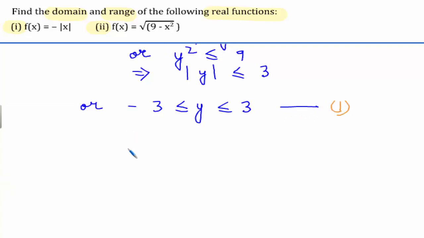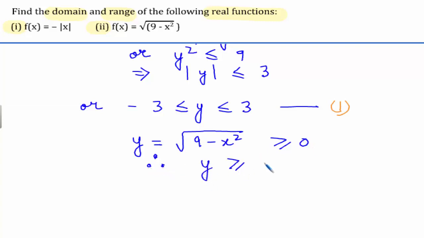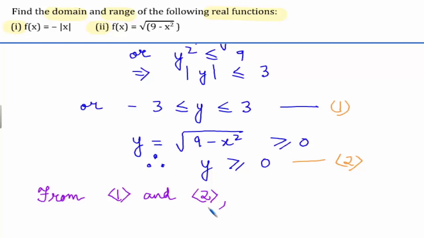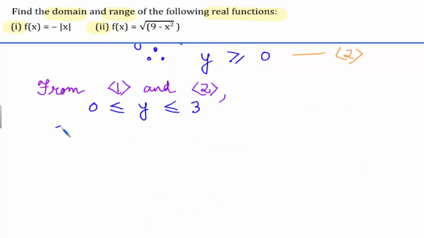Now we have seen that y is equal to f of x, that is equal to root over 9 minus x square, and this is always greater than or equal to 0. Therefore, y is greater than or equal to 0, and let us name this as 2. From 1 and 2, we can say that 0 less than or equal to y less than or equal to 3, or 0 less than or equal to f of x less than or equal to 3.